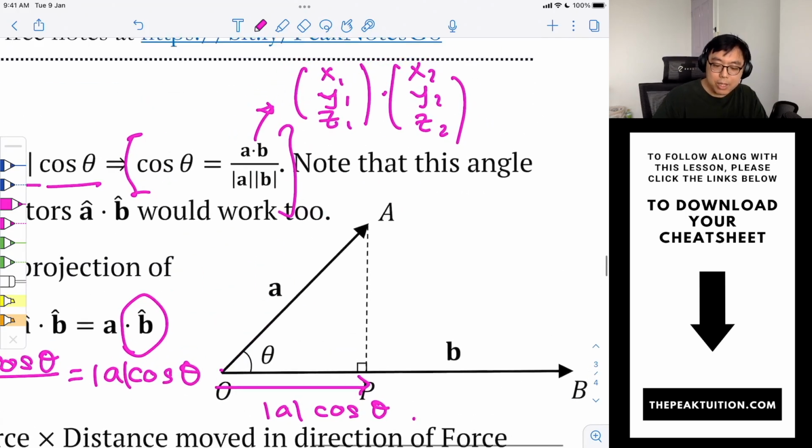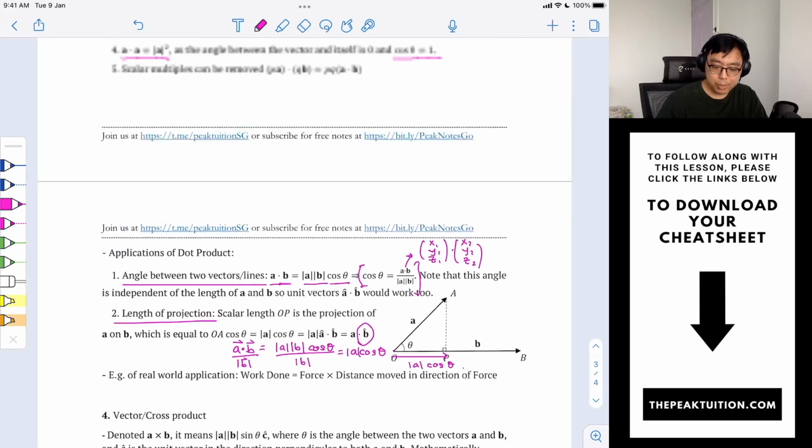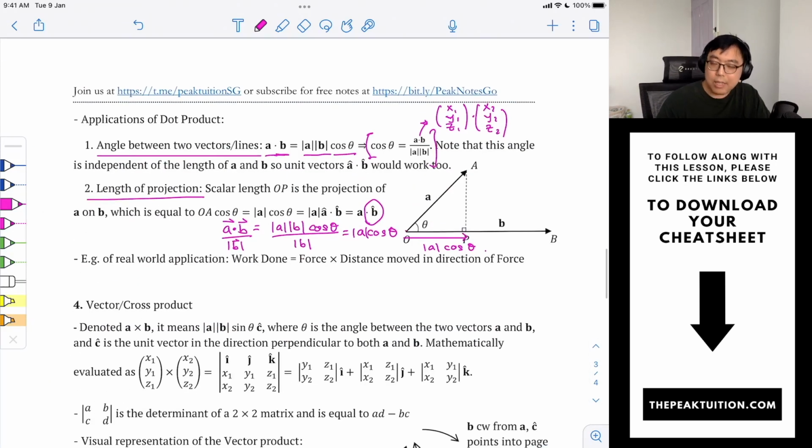And we know that the magnitude can be calculated using Pythagoras theorem. So if we know the vectors a and b, we will be able to find the angle between the two of them. Okay? Notice that this angle is independent of the length of a and b. So if we are using unit vectors, this will work as well. As long as they are in the right direction, this method will work.